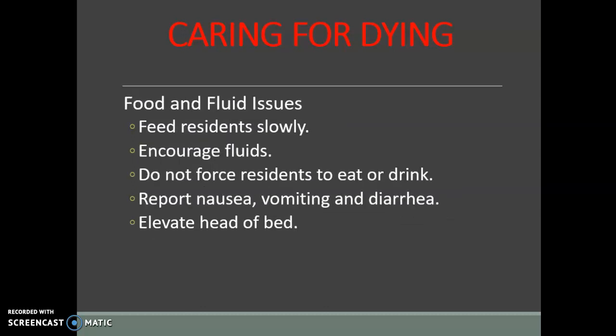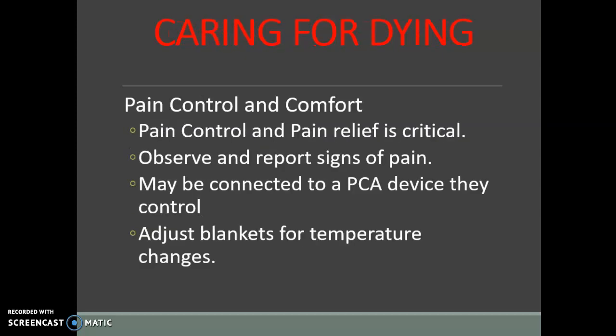Care of the dying with food and fluid issues. Feed residents slowly. Encourage fluids. Do not force residents to eat or drink. Report nausea, vomiting, and diarrhea. And again, keep the head of the bed elevated.